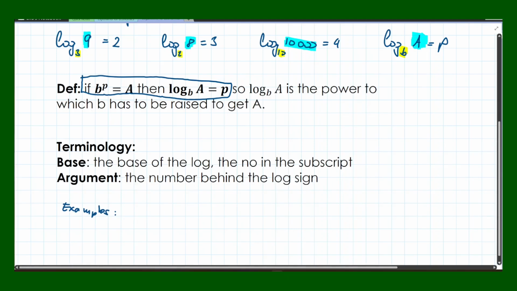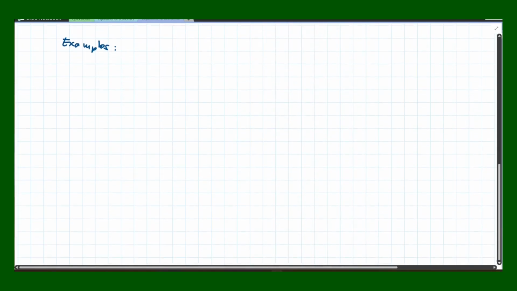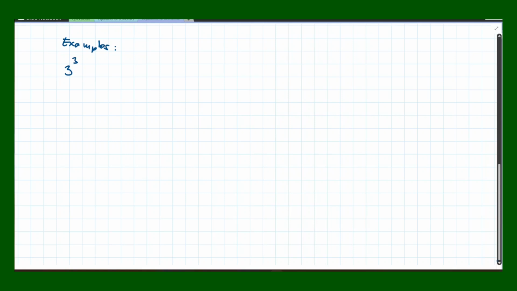I'm going to make a bit more space. So if I know that 3 cubed is equal to 27, how can I rewrite that as a logarithm? Well, that's going to be log base 3, 27 being equal to 3. Again, remember, what exponent do I need to raise base 3 to get the answer of 27?